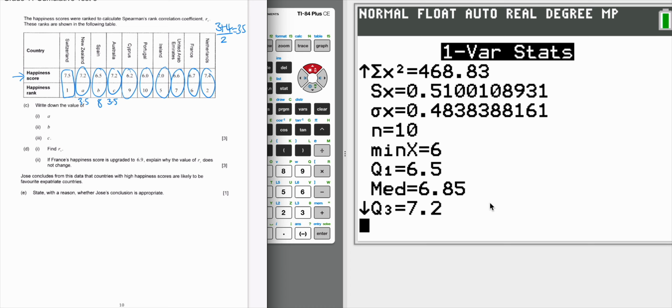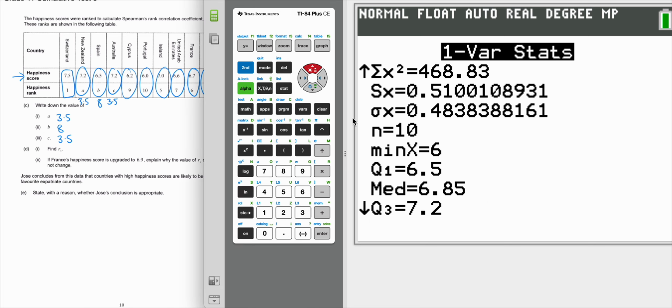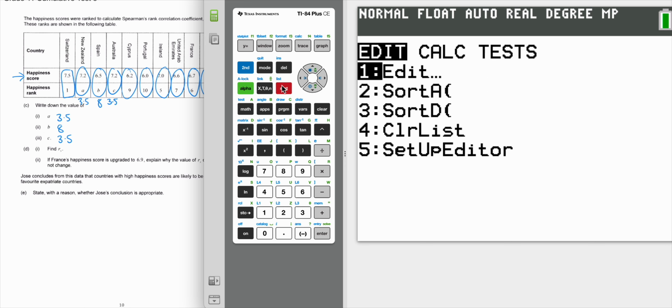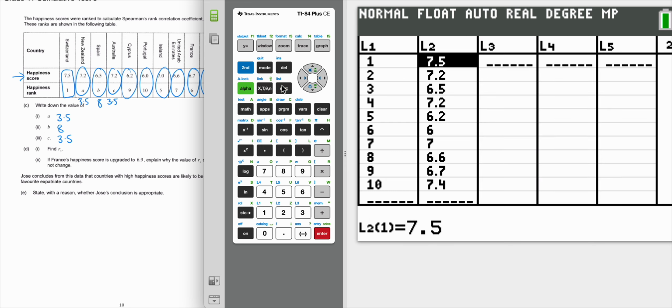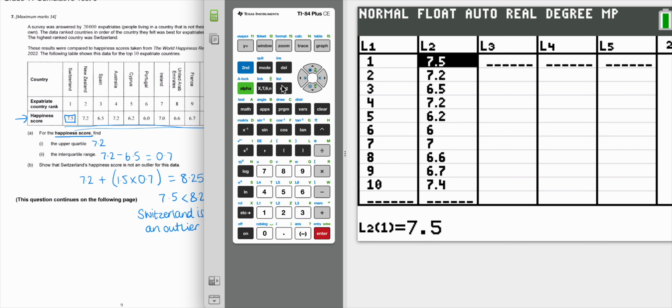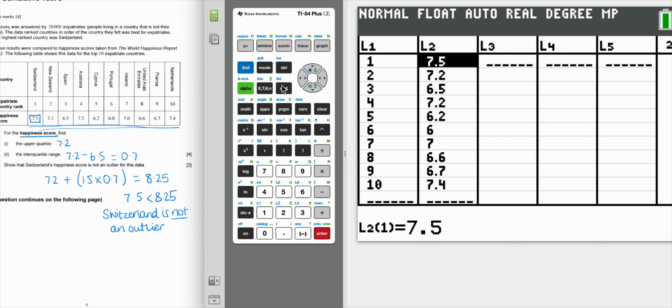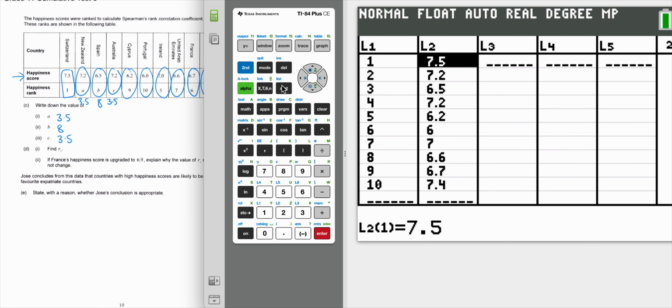So A is 3.5, B is 8, and C is also 3.5. And then we need to find Spearman's rank correlation. So for that, we now need to go back to our data. At the moment, we have the expat score and we have the happiness value, but we now need to change that to the happiness rank in order to find the Spearman's rank between the two.